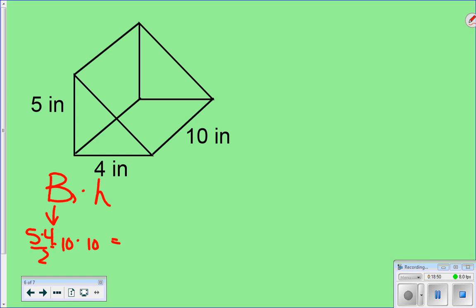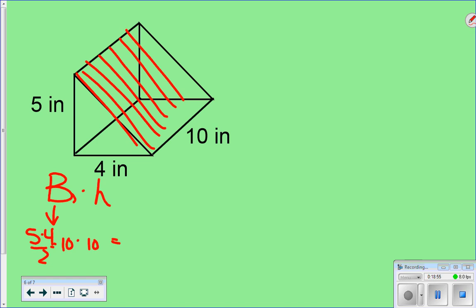So remember, when we find the area of the base, if that's 10, it means 10 fit in there, but then we have 10 layers of that. I've got to multiply by 10 because there are 10 layers of 10, so it should be 100 inches cubed.